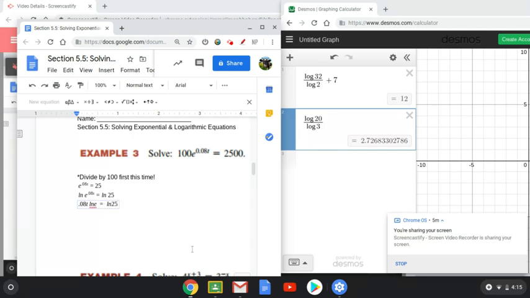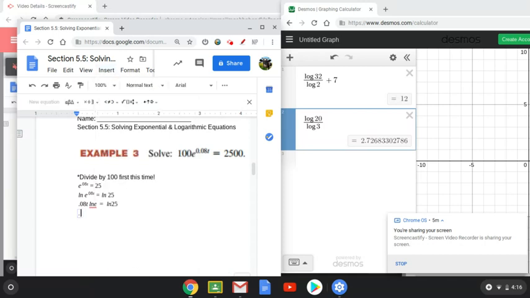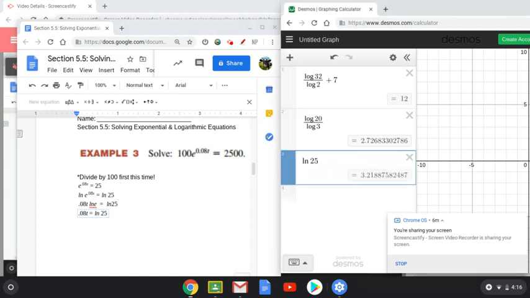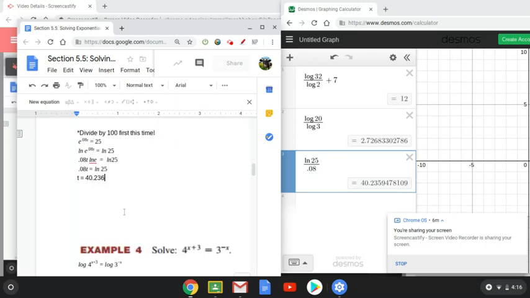And here's what's nice about this equation. Natural log e, if you type that in your calculator, it's just 1. It cancels itself out. So all you have here is 0.08t equals the natural log of 25. How do I solve that? How do I get t by itself? Well, I take natural log of 25 divided by 0.08, and I get that t is 40.236. And then I'm done. Right?